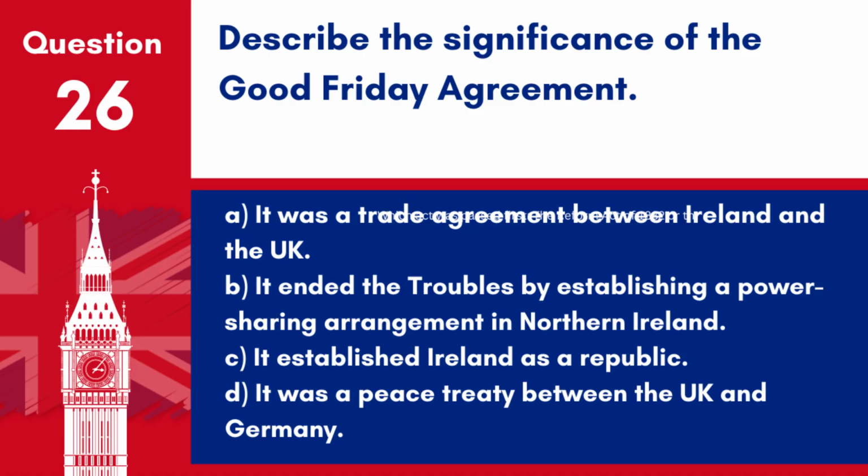Answer: B. It ended the Troubles by establishing a power-sharing arrangement in Northern Ireland. The Good Friday Agreement, signed in 1998, was a major political development that helped to bring an end to decades of conflict in Northern Ireland by establishing a devolved government and power sharing between nationalists and unionists.